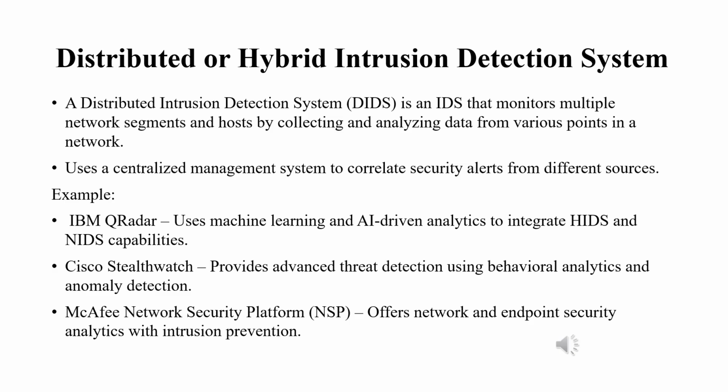IBM QRadar. This uses machine learning to combine host intrusion detection system and network intrusion detection system. Cisco Stealthwatch. This finds threats using behavior and anomaly detection. McAfee Network Security Platform. This protects both network and endpoints.